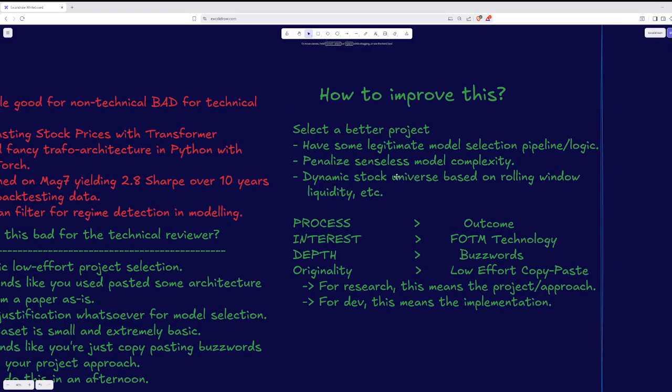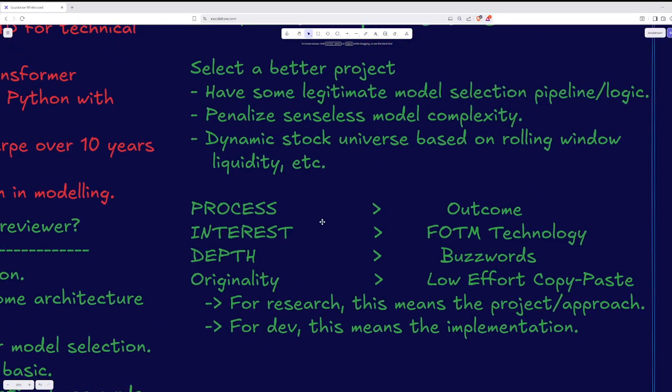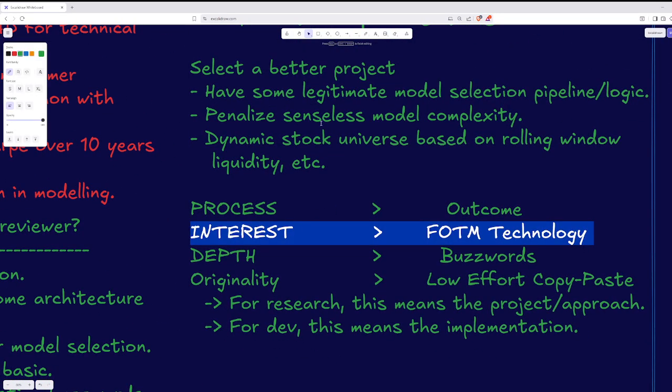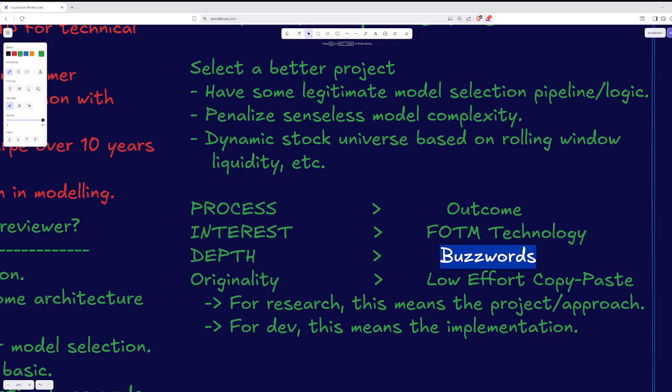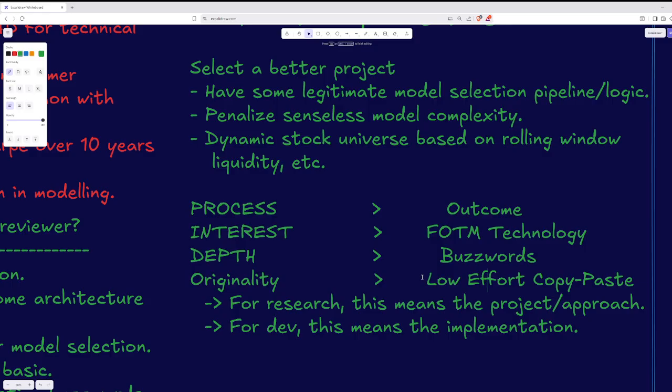Okay. And the reason this approach is better is because it focuses on the process as opposed to just the outcome. Again, it signals more interest than just picking off the shelf some flavor of the month technology. It shows depth over just buzzword maxing. And really fundamentally, the thing you want to do is signal originality over these low effort copy-paste projects. And this is, again, why I think it's so important for you to come up with your own project idea as opposed to just getting one suggested for you.